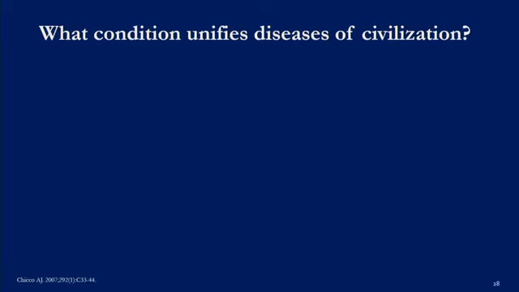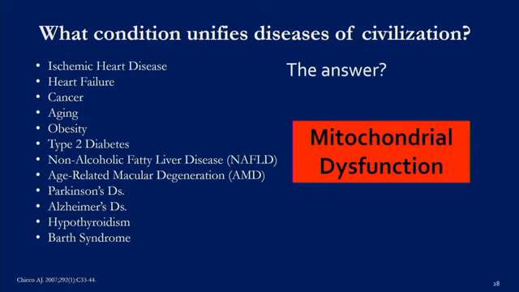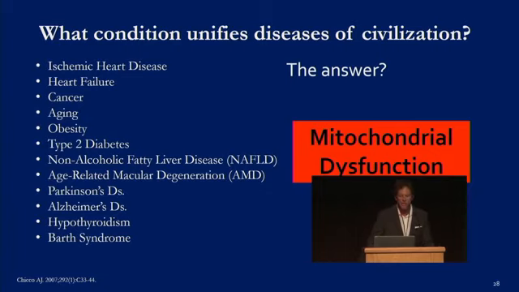So let me ask a question. What condition is it that unifies all these diseases of civilization? I'll just name them. Ischemic heart disease, heart failure, cancer, aging, obesity, type 2 diabetes, non-alcoholic fatty liver disease, AMD, Parkinson's, Alzheimer's. The list goes on. The answer is mitochondrial dysfunction. Mitochondria are where we produce our energy. Why would all of these diseases share this in common? What's going on in our mitochondria that results in all this disease?